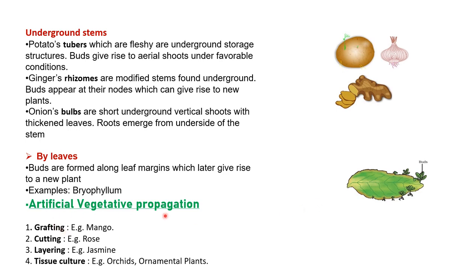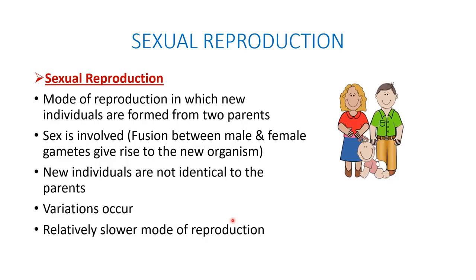Now there is artificial vegetative propagation also, such as grafting, cutting, layering, and tissue culture. We have already discussed. Let's see what we are going to do today. So now comes sexual reproduction.